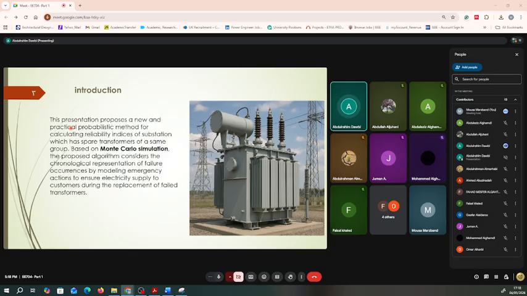This presentation proposes a new and practical probabilistic method for calculating reliability indices of substation which has a spare transformer of the same group. Based on Monte Carlo simulation, the proposed algorithm considers the chronological representation of failure occurrence by modeling emergency actions to ensure electricity supply to customers during the replacement of failed transformer.